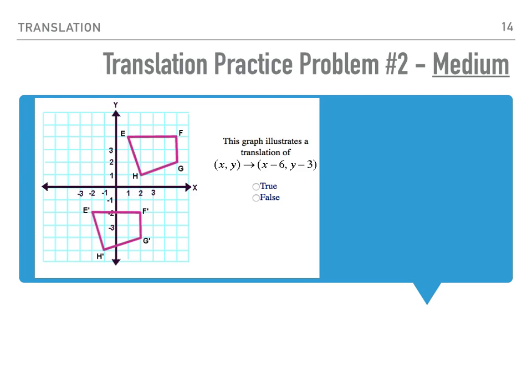Well, if you move H 6 units to the left and 3 down, you're more towards E, and it's not even close. If you count it out, it's not even close to this image. So hopefully you got that and understood that.